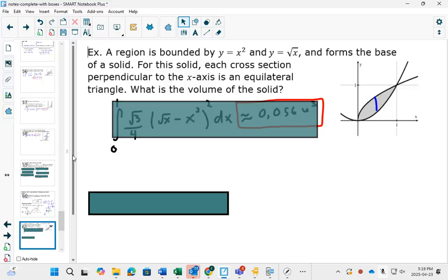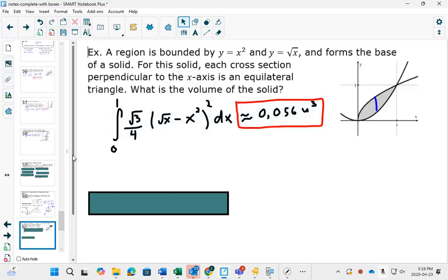So we're going to go from 0 to 1. We've got our formula, which is root 3 over 4. This, the base, is going to be the one function minus the other function squared. Just plug it in.